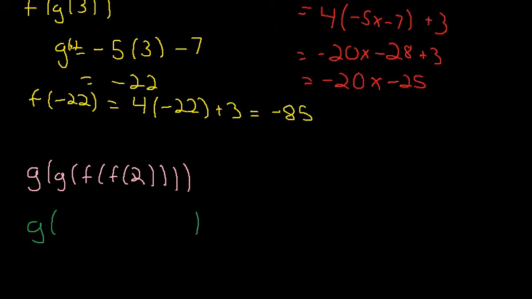Next, I'm going to be doing g again. Next, we're going to do f. We're going to do f again. And the number that we're doing it for is 2. So follow the colors here. The innermost function is f of 2. So I'm going to go ahead and figure out what that is up here.